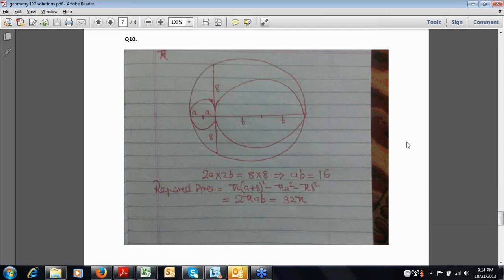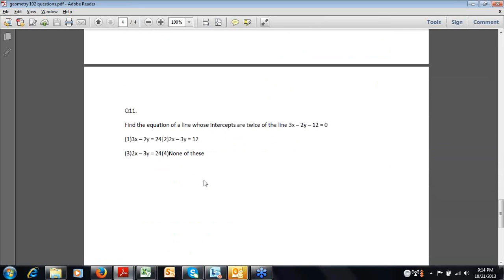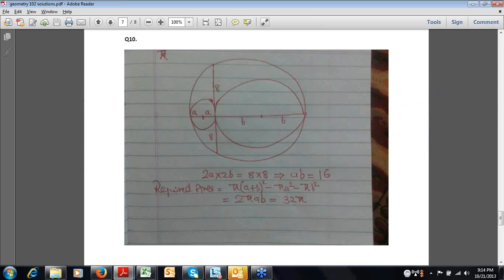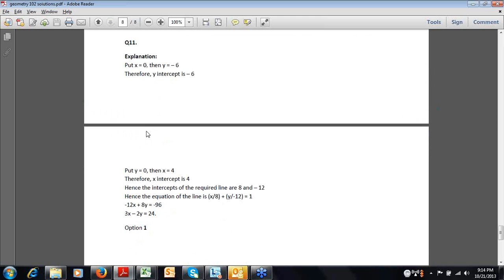Okay, question number 11. Last question for the day. Find the equation of a line whose intercepts are twice of the line 3x minus 2y minus 12. It's an easy question. You know how to find out the y-intercept. Put x is equal to 0, we can find out y-intercept. Y-intercept is minus 6. Now put y is equal to 0, find out the x-intercept, which will be 4.